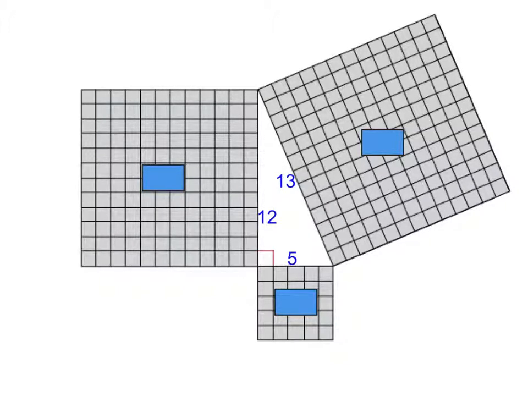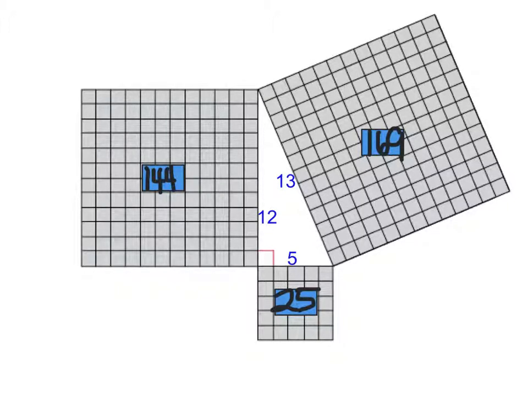Here's another example. This leg square is 5 by 5 and has an area of 25. This leg square is 12 by 12 and has an area of 144. The hypotenuse square is 13 by 13, and that multiplies to make 169. And again, our relationship: leg square plus leg square equals hypotenuse square. 25 plus 144 does equal 169.